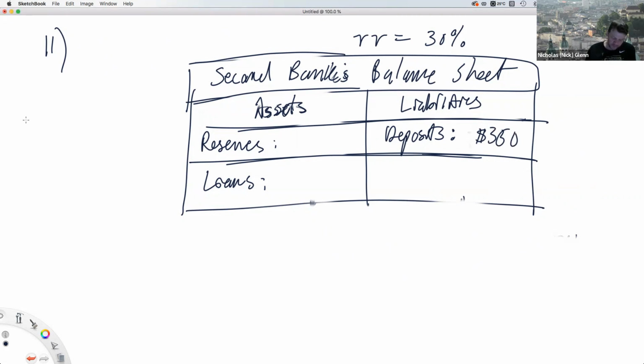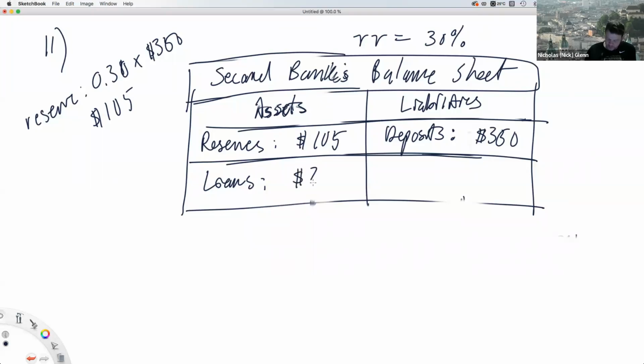And just like First Bank, they're going to hold 30% in reserves. So 30% times 350 will give you 105. So they're going to hold $105 in reserve, and they're going to loan out the rest. So it'll be $245. All right, so Second Bank is making $245 in loans.